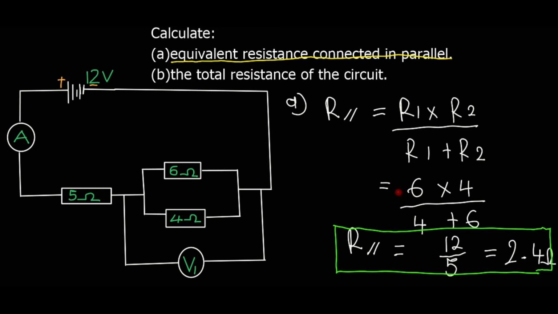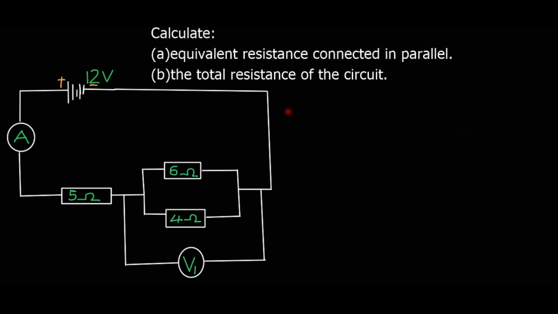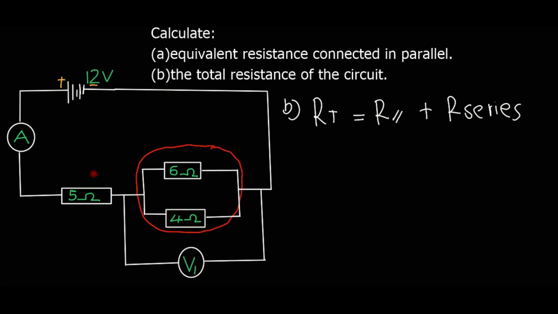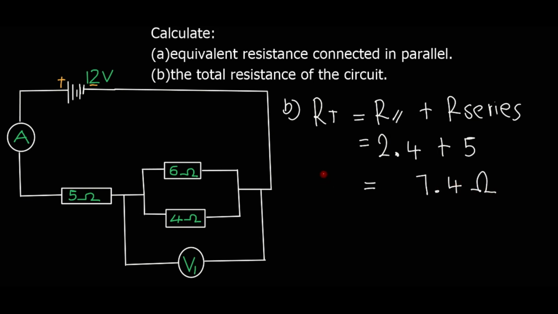Now let's look at our next question. Part B, calculate the total resistance of the circuit. You need to know that when we have a combination of series and parallel, R total is equal to R parallel plus R series. So R total is the resistance connected in parallel plus this resistor connected in series. We calculated R parallel and got 2.4, and our R series is 5, so our R total is 2.4 plus 5, which is 7.4 ohms. So that is our R total.